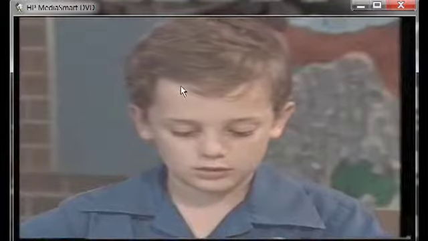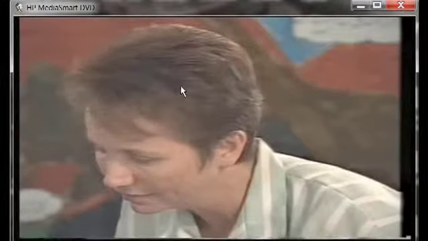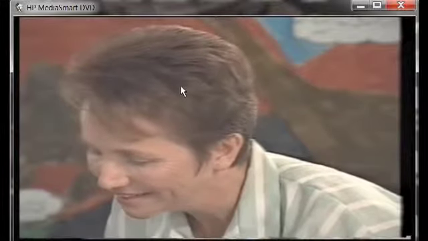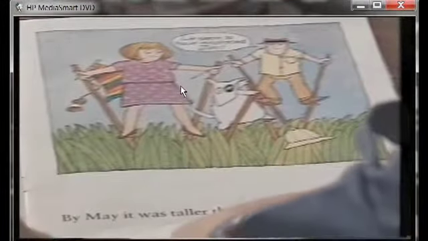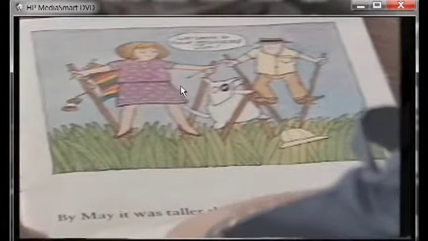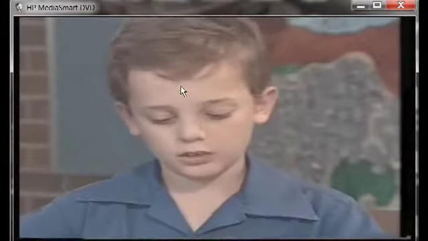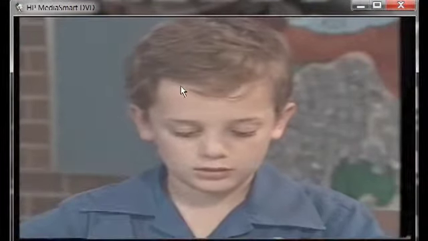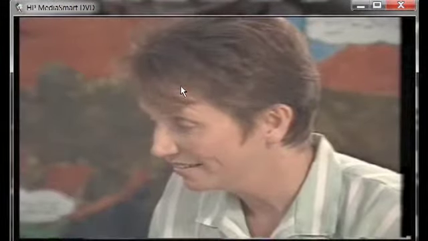By May, that's the next month, it was taller than me. Oh, where do you think he is? Hidden there. And Dad is saying, we seem to have misplaced Jim. Do you know what misplaced means? Really? They might have, can you guess?